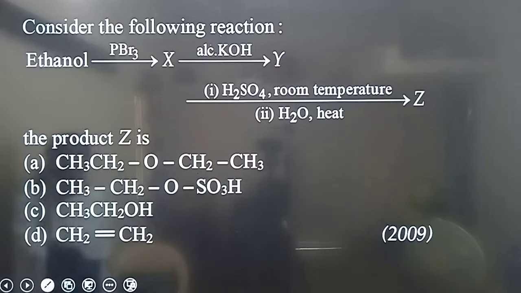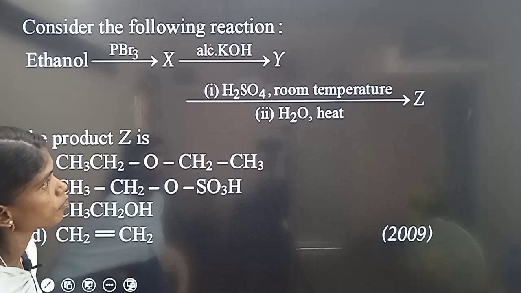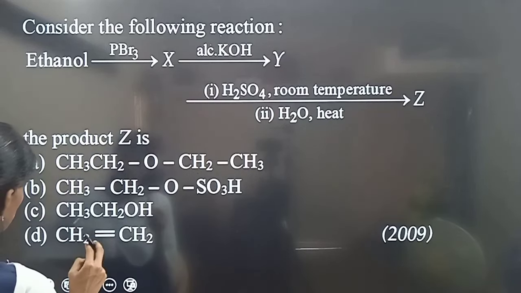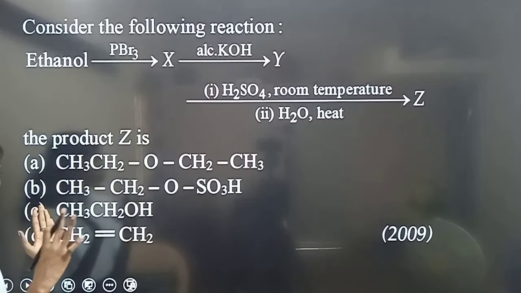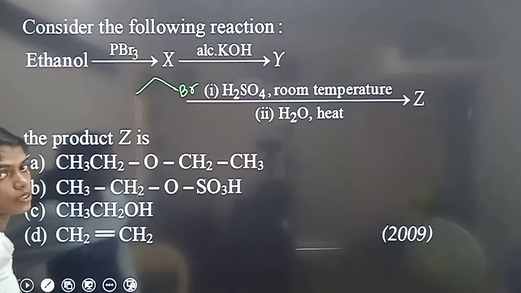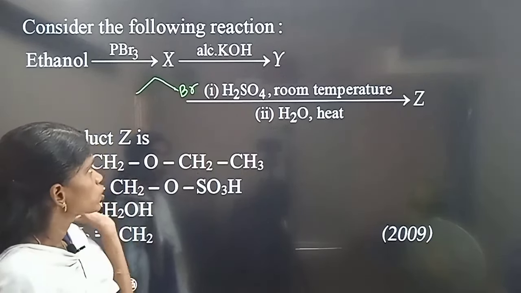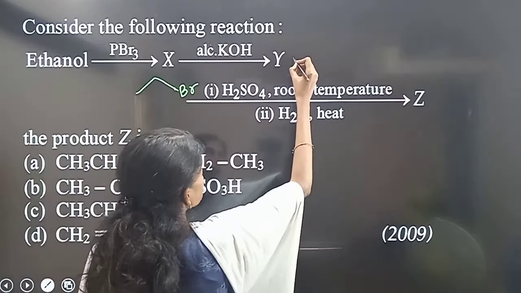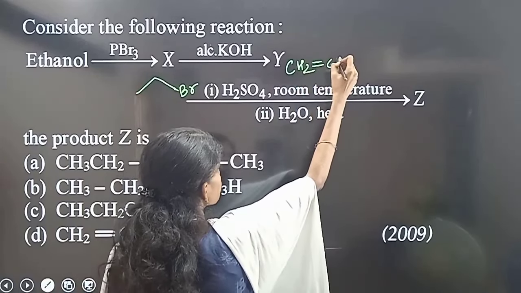Next, consider the following reaction. Ethanol is treated with PBr3 and then with alcoholic KOH, which yields Y, and then with H2SO4 at room temperature and H2O. Okay, ethanol in reaction X, an alcohol reacting with PBr3, will give bromoethane. Which on reacting with alcoholic KOH, which is nothing but a dehydrohalogenation reaction, gives the product CH2=CH2.